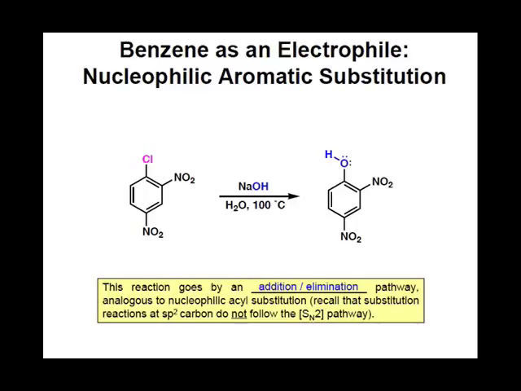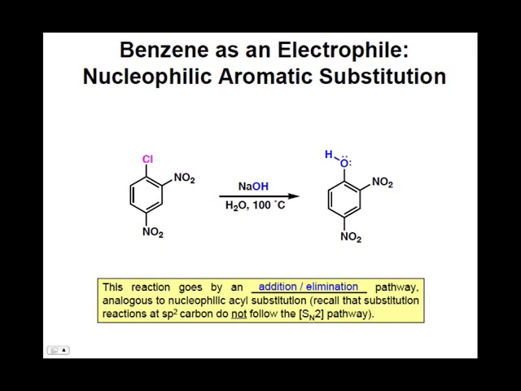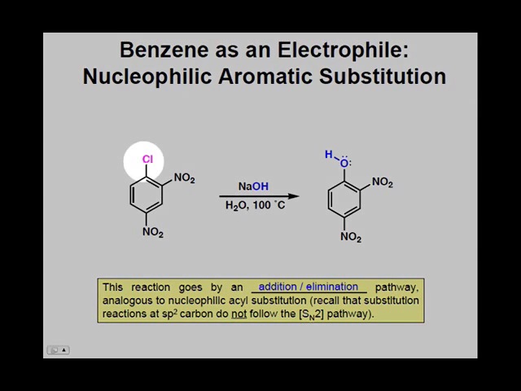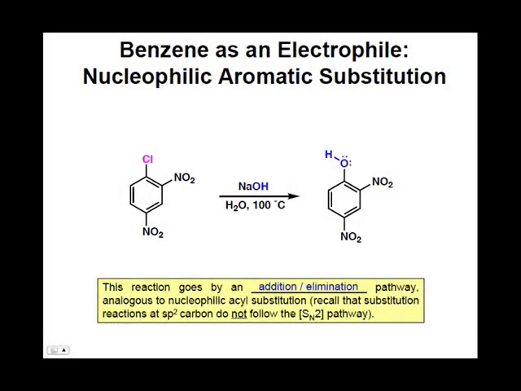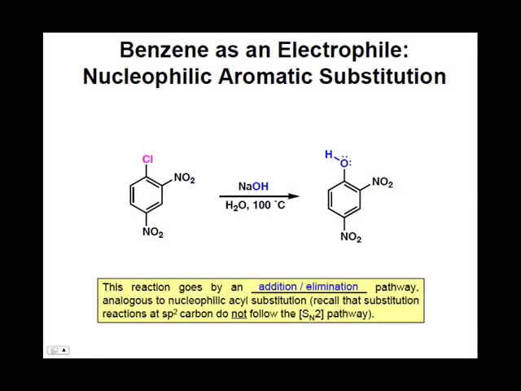However, in nucleophilic aromatic substitution, there's a fundamental reversal of roles of our starting materials. By substituting the ring with strong electron withdrawing groups, such as nitro groups, the aromatic ring becomes less electron-rich and thus more electrophilic at certain positions. With an appropriate leaving group on the ring as well, this electron-poor ring can react with a strong enough nucleophile to substitute for that leaving group. The mechanism by which this takes place is an addition-elimination pathway, and we'll look at it on the next slide.